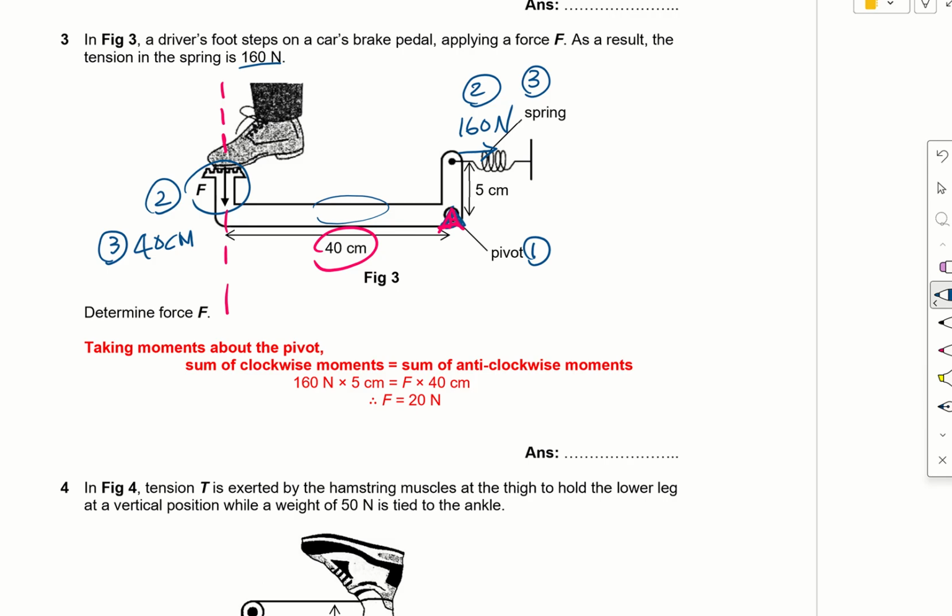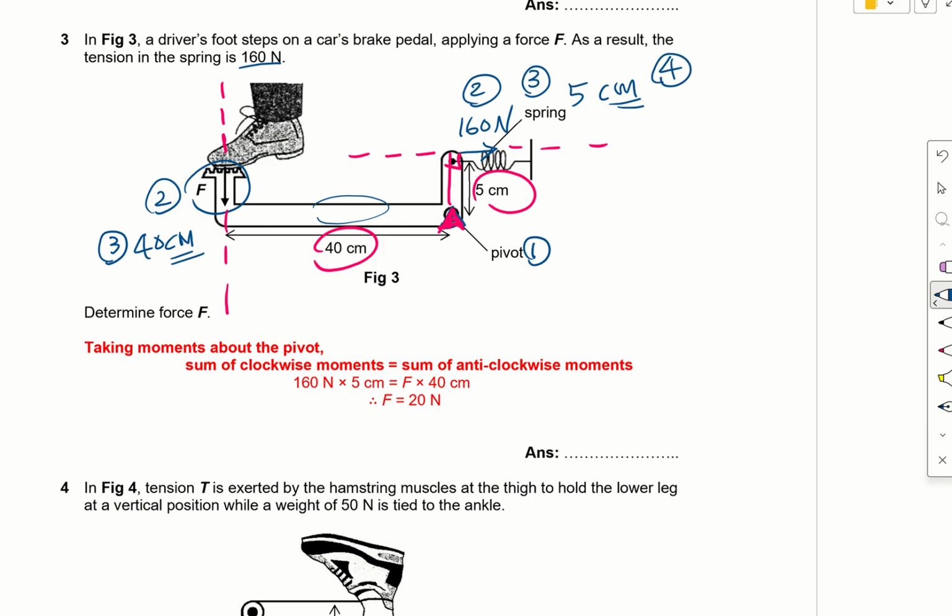Okay. Take note for the 160 Newton, it is not so straightforward. Again, you draw the line of action of the force, and again the pivot is here, right? So the perpendicular distance will then be 5 cm. So this is step 3. Perpendicular distance is 5 cm, and again I make sure that the units of the distance are the same.